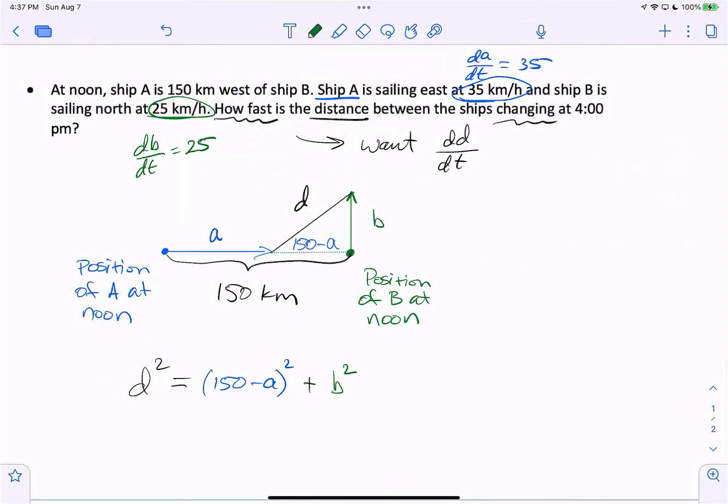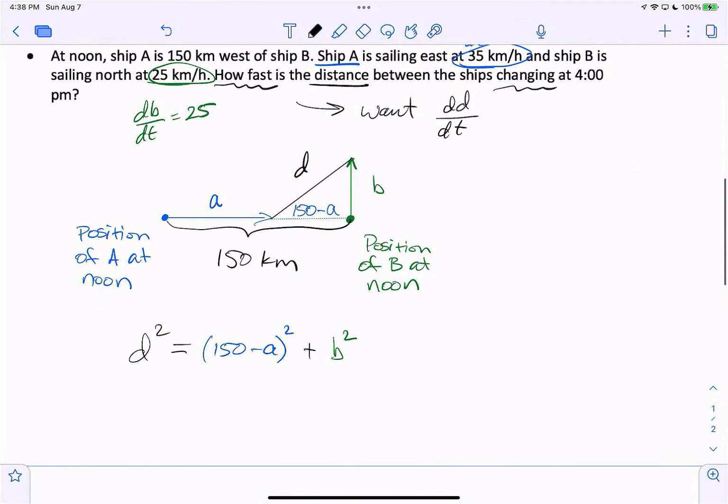Folks, as you work through the exercises associated with these videos, that are in the textbook, when you see kilometers per hour or any rate here, I want you to think, does that mean it's a derivative? Because it probably is. As before, we're going to differentiate with respect to t.